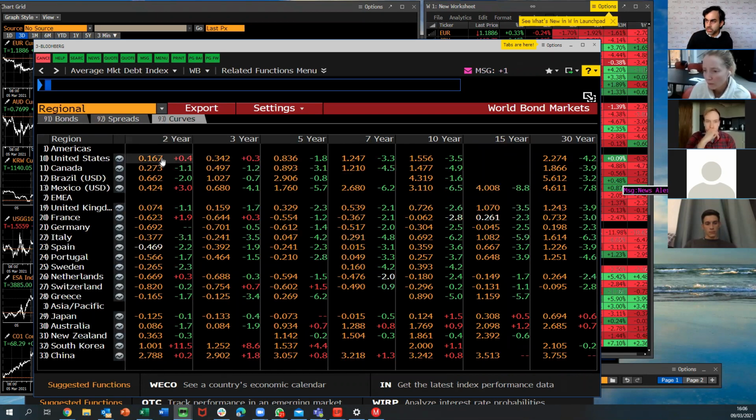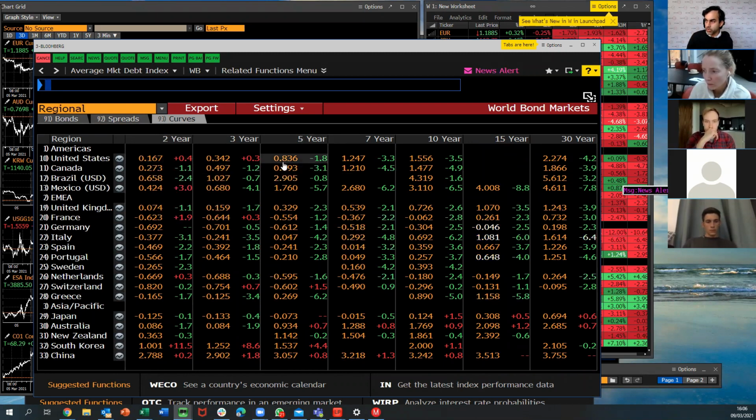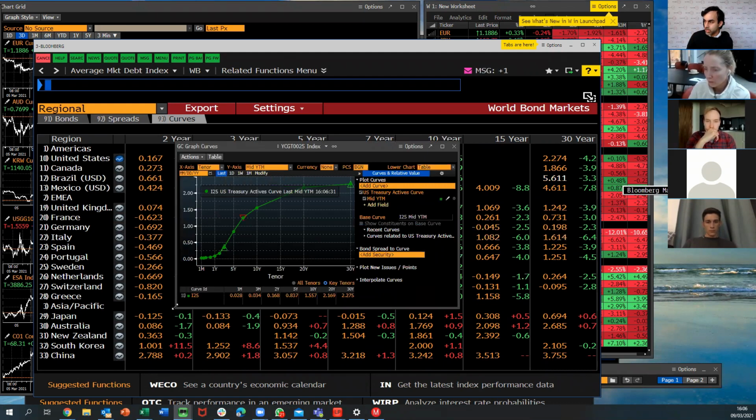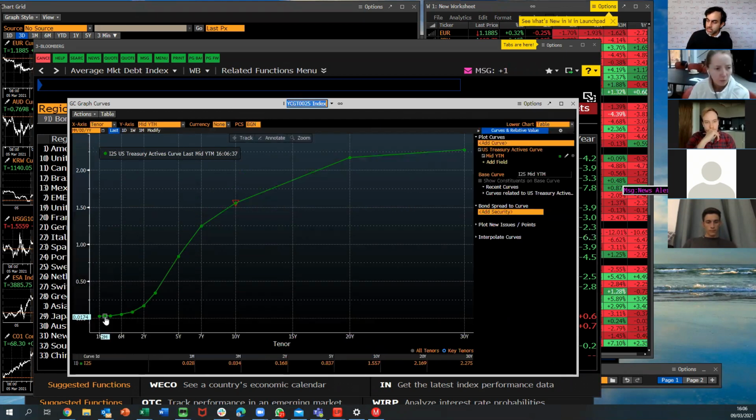A 2-year bond in the US gives you 1.16% interest. A 5-year gives you 0.83%, 10-year gives you 1.55, and a 30-year 2.27. And if you graph this, if you press this little button here, this should pop up. This is kind of the yield curve. As you expect, the further out you go, the interest rate goes up, so you have an upward sloping yield curve. It's a steep yield curve. And I talked in my last tutorial about terminology around steepening and flattening and so on.